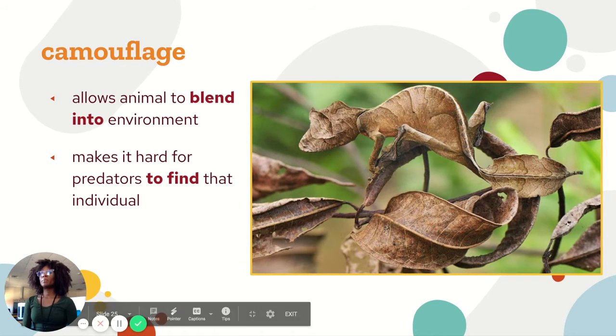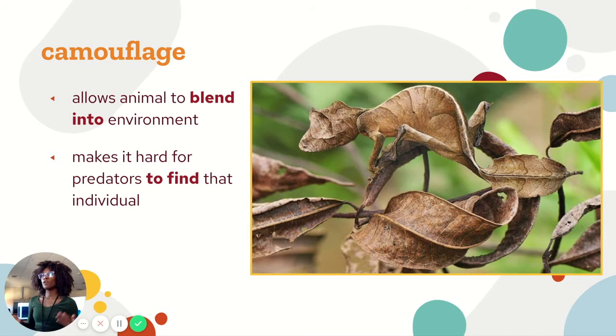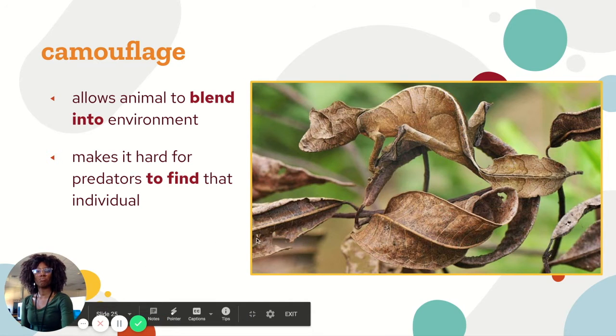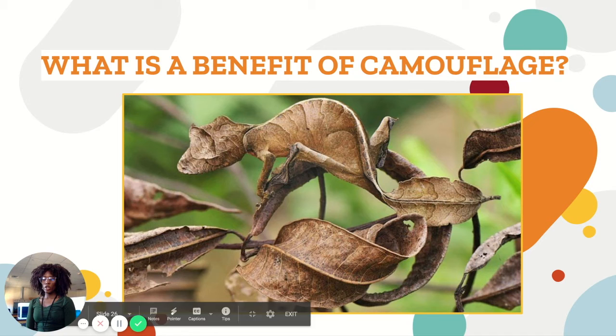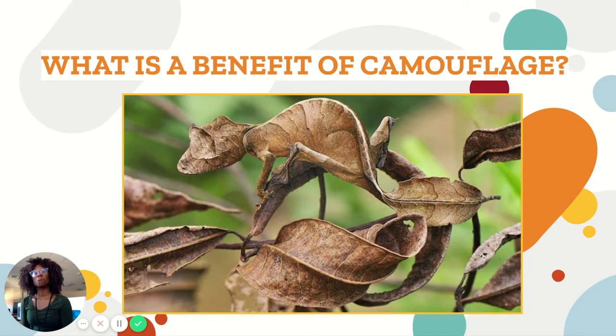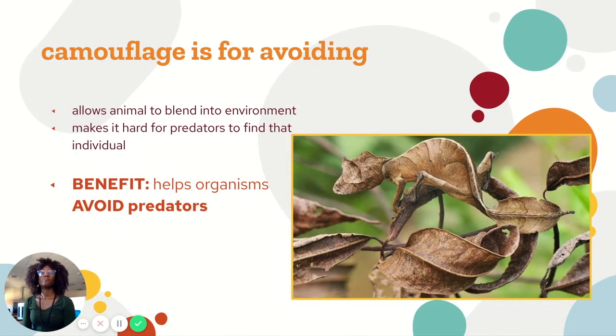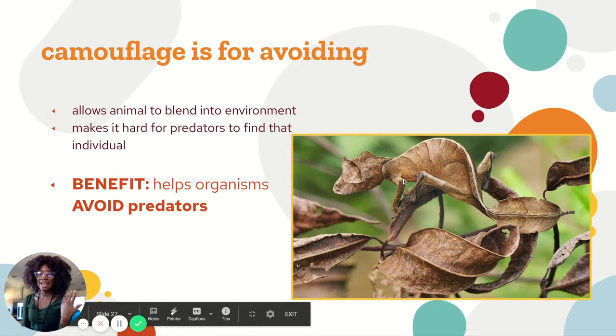Camouflage allows an animal to blend into its environment, and it makes it hard for predators to find that individual. So this right here is actually a bug, but it looks just like all the other leaves. It's camouflaged. What do you think is a benefit of camouflage? Correct. Camouflage is for avoiding, right? So the benefit is that it helps organisms avoid predators. Predators can't kill this bug because they can't see it, right? So it helps avoid predators altogether.